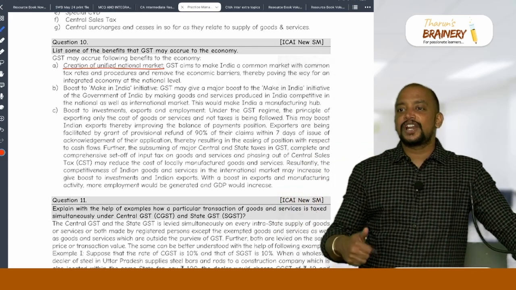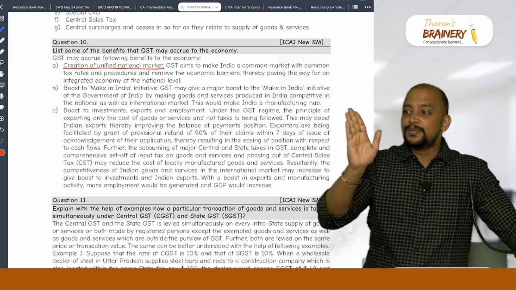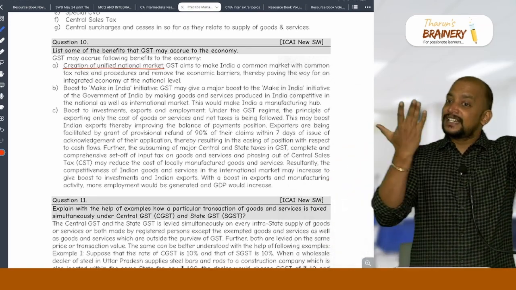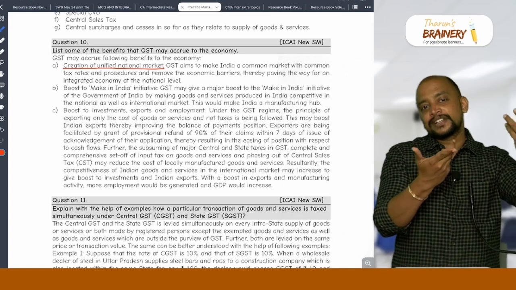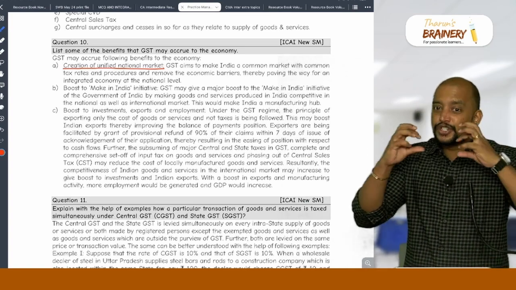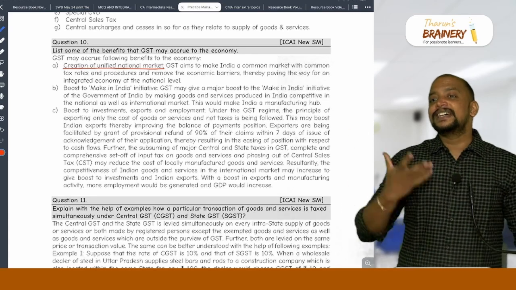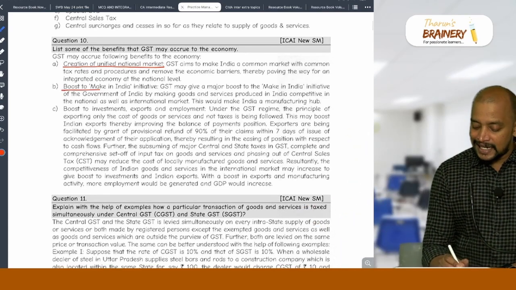And at check posts, a lot of state tax officers would block this, because had they purchased it in their own state, that state would get the revenue. If they come here, purchase and go, their state will not get the revenue. But these kinds of issues will not be there now, because of the creation of a unified national market.